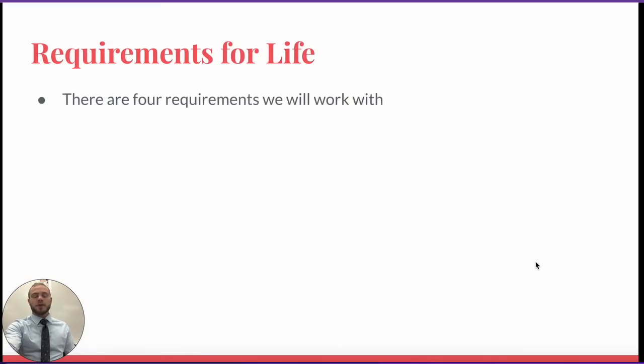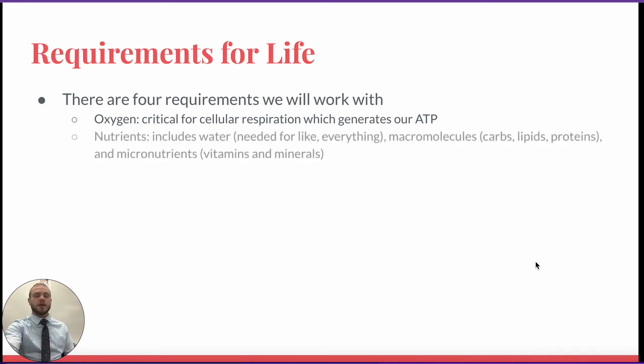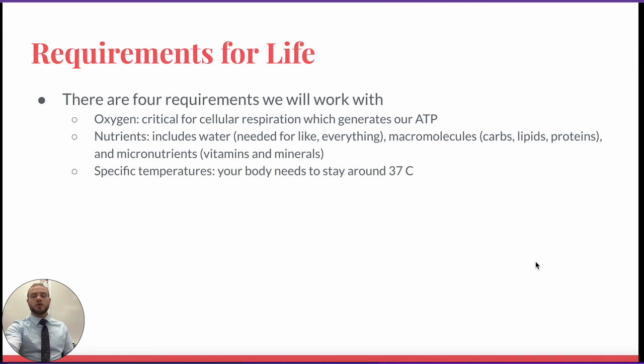Some requirements for life. There are 4 things we're going to look at. Oxygen, obviously, is very critical. Going back to cellular respiration, you need oxygen to carry it out efficiently and generate adenosine triphosphate. You need nutrients, things like water, your macromolecules, and your micronutrients. And you need a very specific range of temperatures.